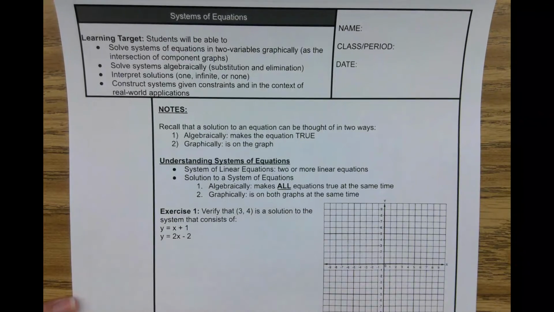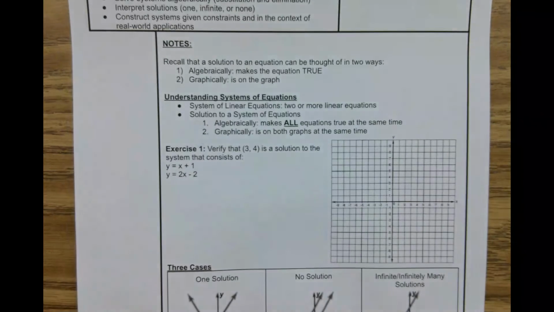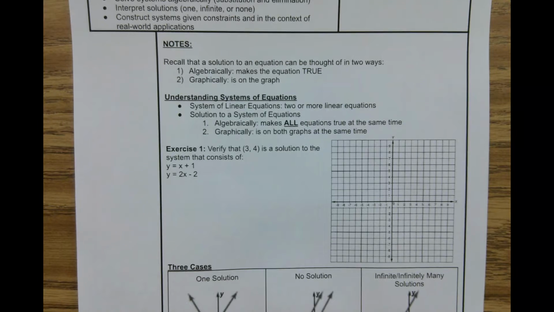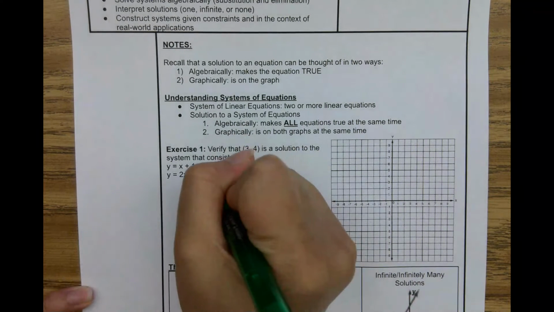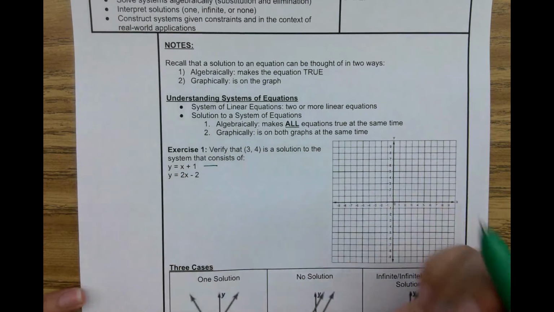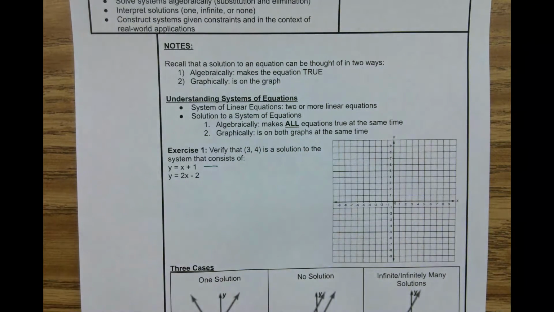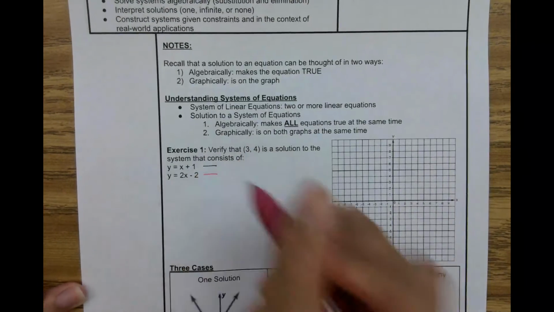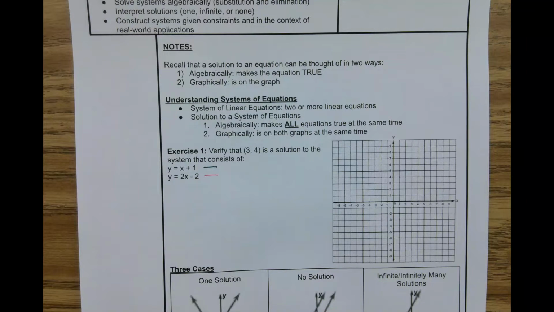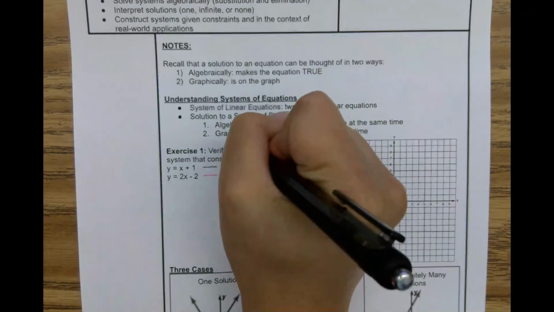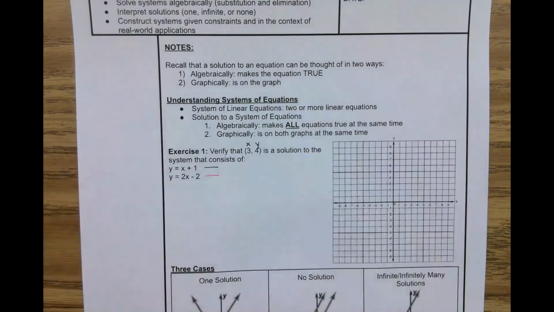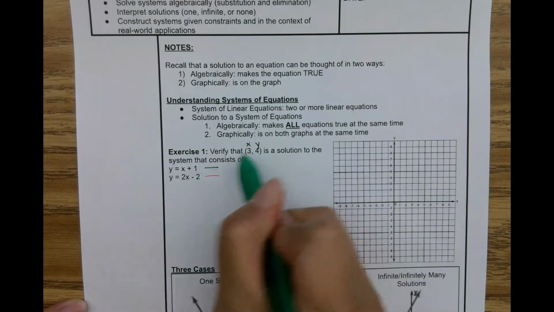So we're going to see that here with (3, 4). We're going to verify that (3, 4) is a solution to the system. Okay? We're going to do it algebraically by plugging it in. So I'm going to do y equals x plus 1 in green, and I'm going to do y equals 2x minus 2 in pink. Okay? So what I'm going to do is take (3, 4), its x and y value, and plug it in. Okay? So I'm going to plug in 3 for x, 4 for y.